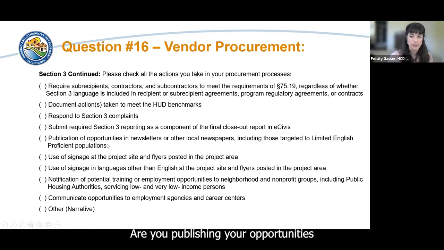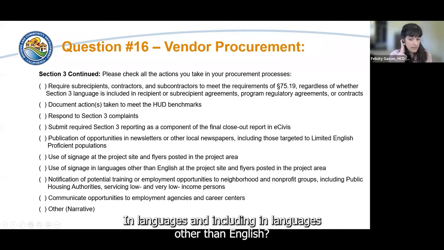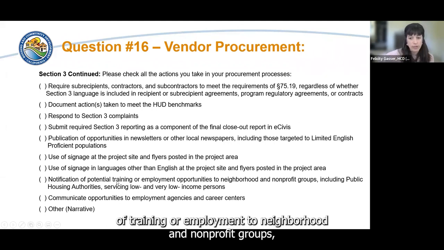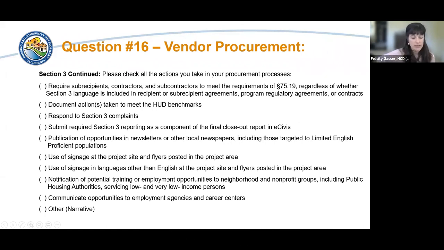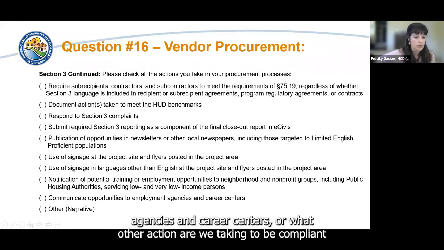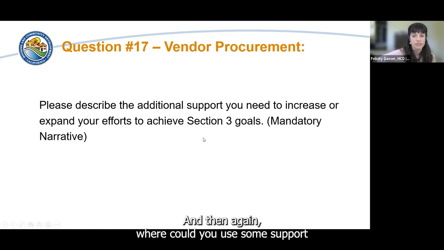Are you publishing your opportunities in newspapers and including other languages? Are you using good signage about the project in the project area, including in languages other than English? Are you putting out notification of training or employment to neighborhood and nonprofit groups? And are you communicating about these opportunities to employment agencies and career centers? Or what other action are you taking to be compliant with section 3? So we want to know, again, what are you doing to be in compliance? And then again, where could you use some support?